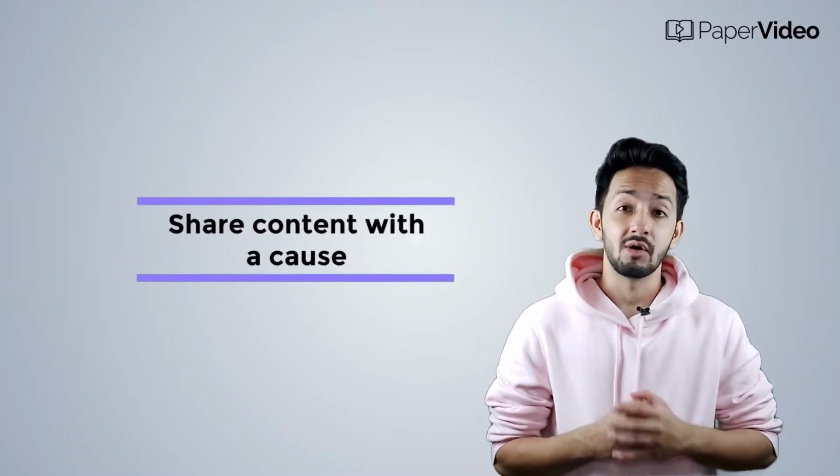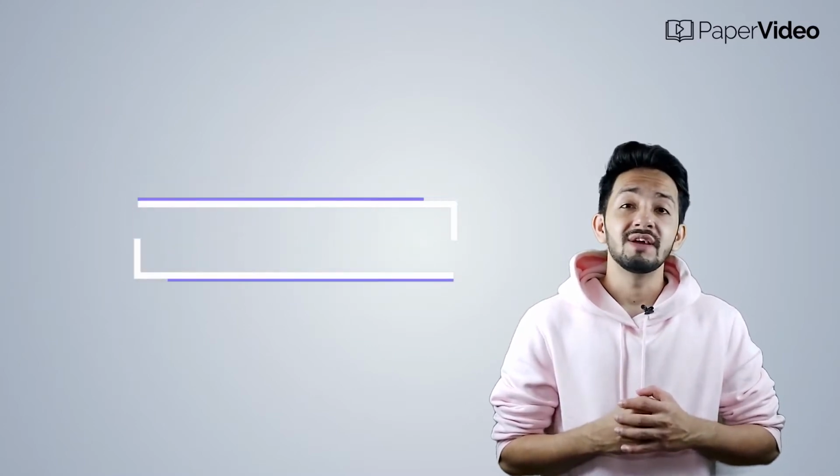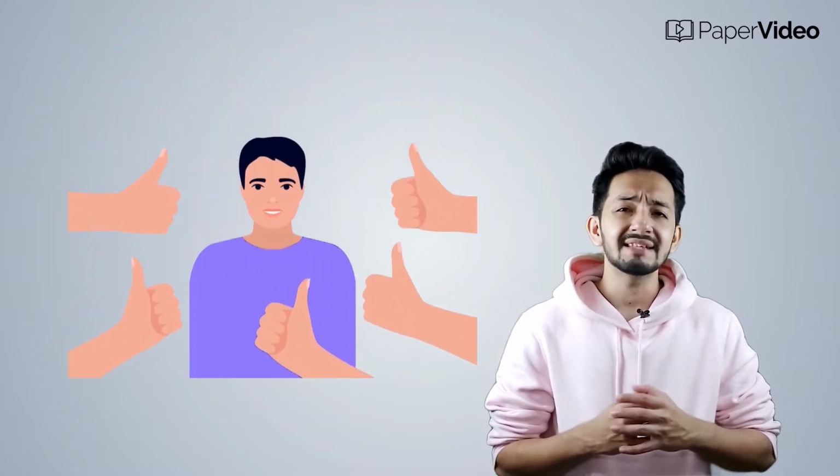Share content with a cause. You need to understand what motivates users to share content. Social approval is one of the biggest underlying motivations. People like to give their community a better sense of who they are and their attitudes towards life. This is so that they can get positive feedback from their social circles.